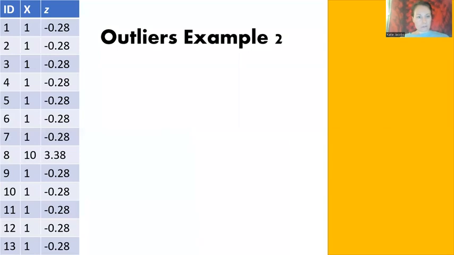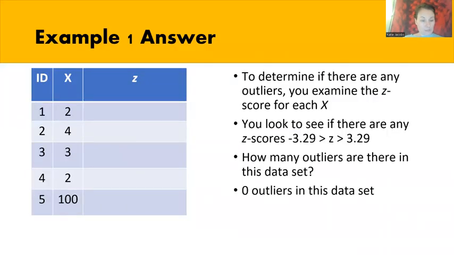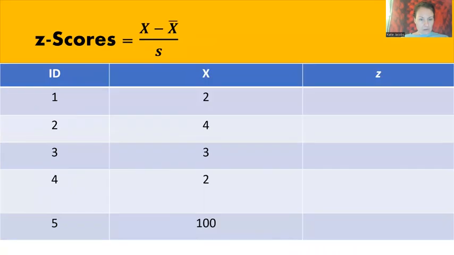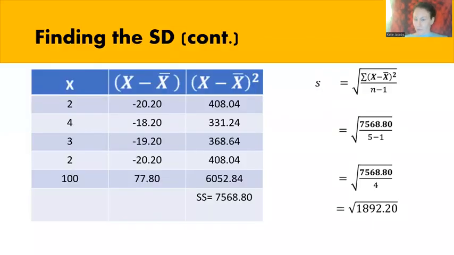And for some reason, it's not popping up the way that I want it to. So let's go through here. I'm going to put something into my calculator real quick. So our standard deviation here is the square root of 1,892.20. And when we do that, we see that our standard deviation is approximately 43.50.